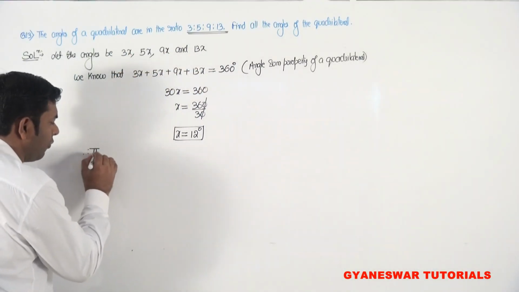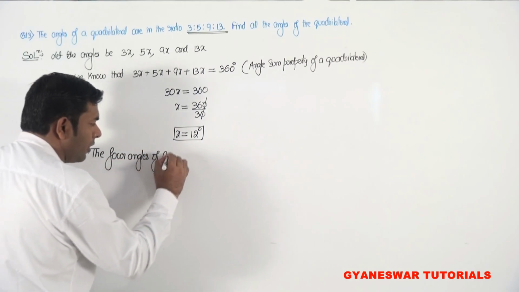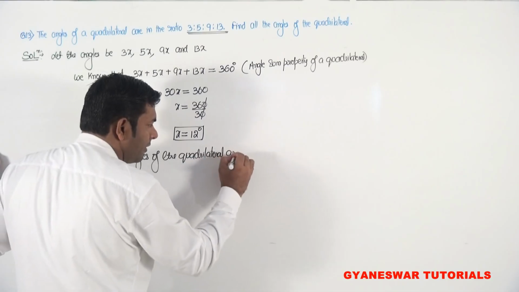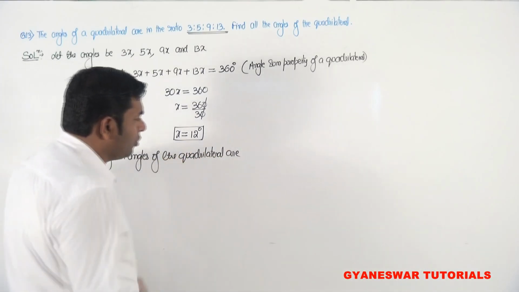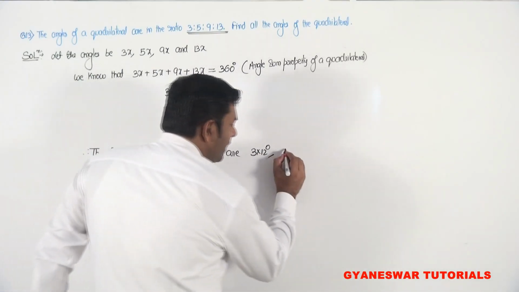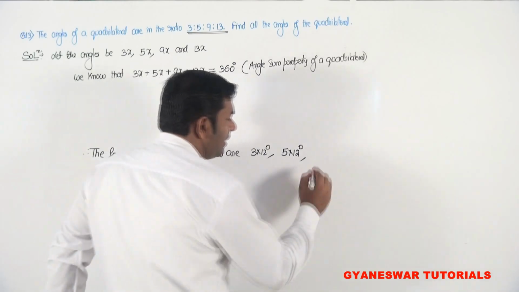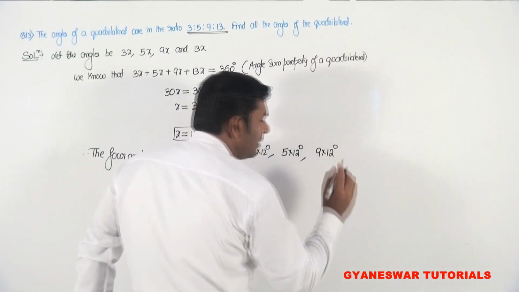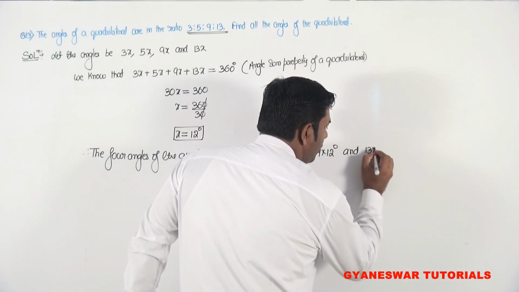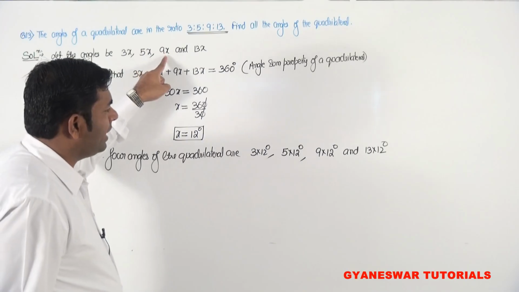Therefore the four angles of the quadrilateral are क्या होगा? 3 into 12 degrees, 5 into 12 degrees, 9 into 12 degrees and 13 into 12 degrees.